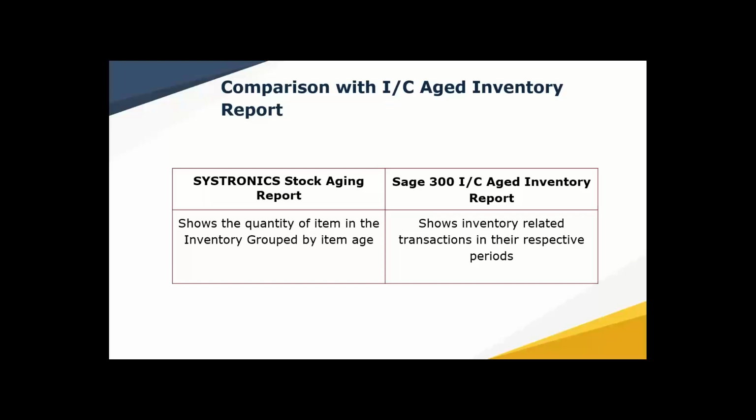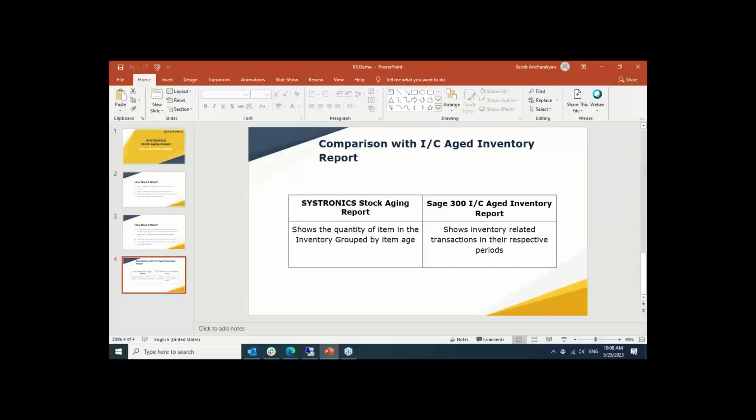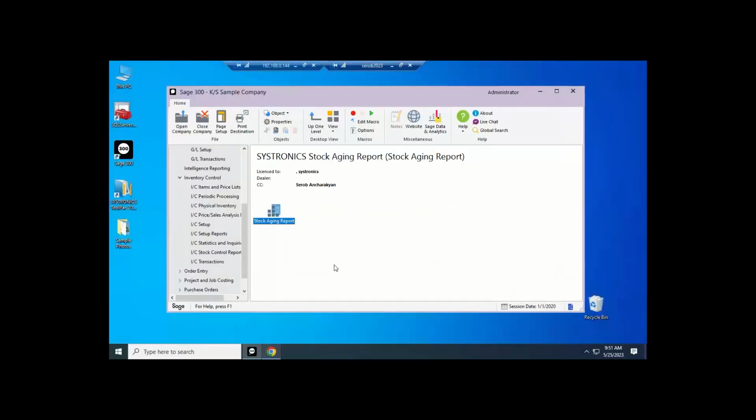And if to compare the IC aged inventory report, the main difference between these reports is that in SYSTRONICS stock aging, it shows the quantity of item in the inventory grouped by item age. Meanwhile, the Sage report shows the inventory-related transactions in the respective period. Now let me go to Sage 300 and show how it works.